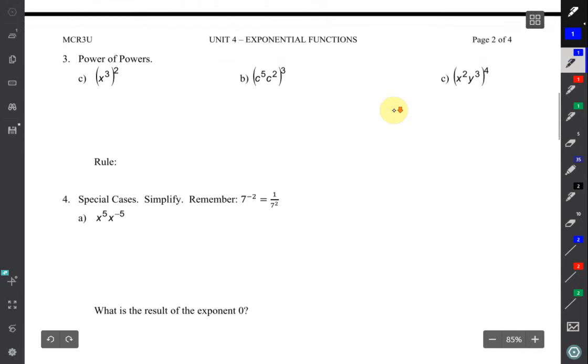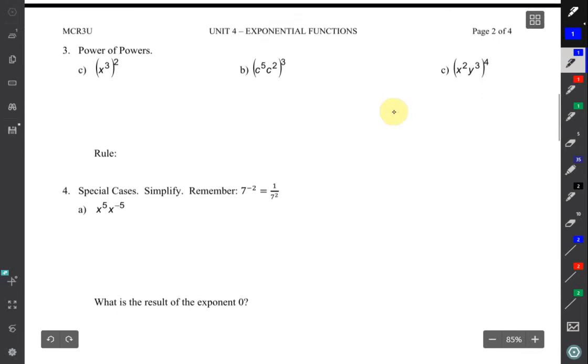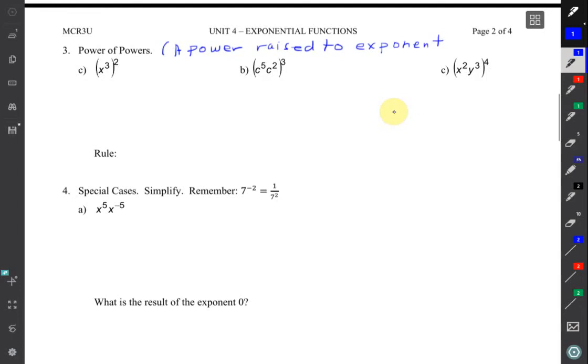Coming down to our third rule, a power of powers. Now, they do call them power of powers. I'm going to put a note in here because I actually prefer to call it a power raised to an exponent, just so people understand what's happening here. A power raised to an exponent. So basically we have a power and then we're putting an exponent outside of all that. So now in a sense the power, the original power inside the bracket is becoming the base.